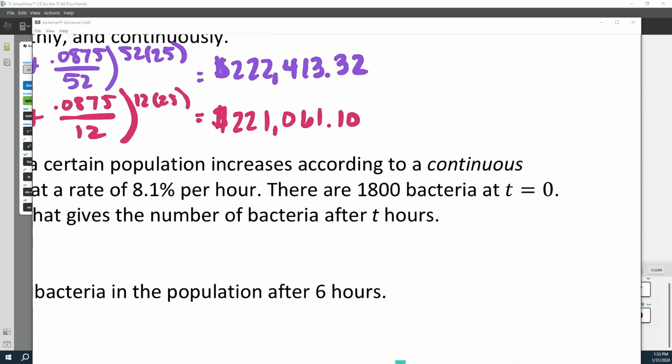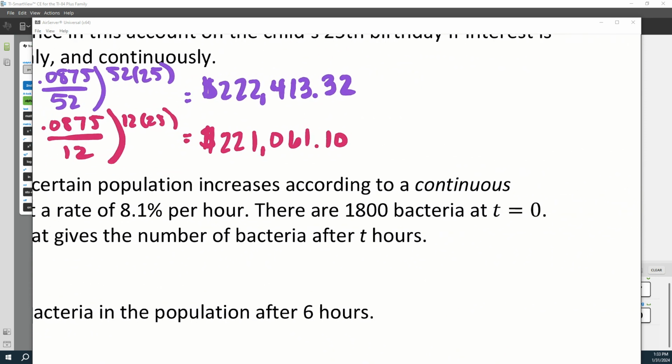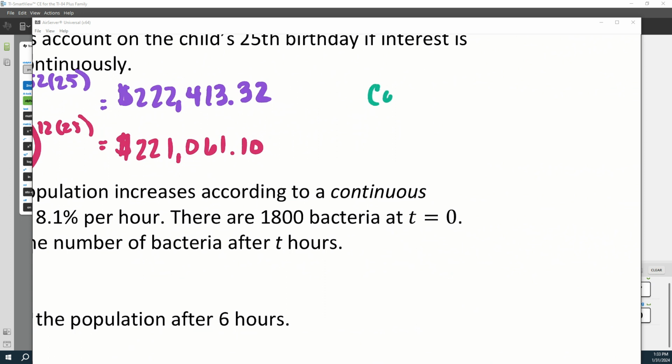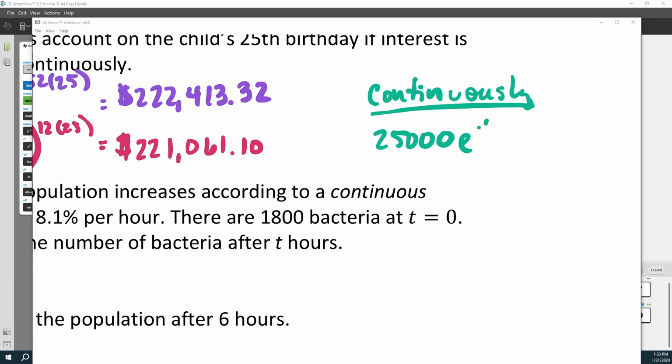All right, and then the last way we're going to do it is continuously compounded. So it's just going to be 25,000 times E raised to the 0.0875 times 25. So you need to find E. It's second and then ln right beside the 4. That goes ahead and raises it to a power for you. The other E is second and then the divided symbol.